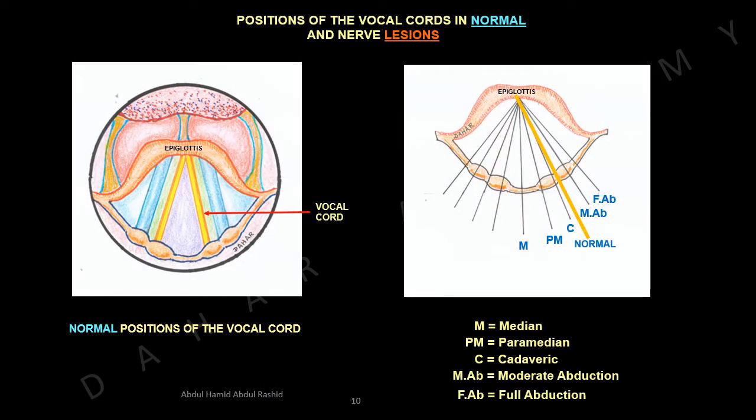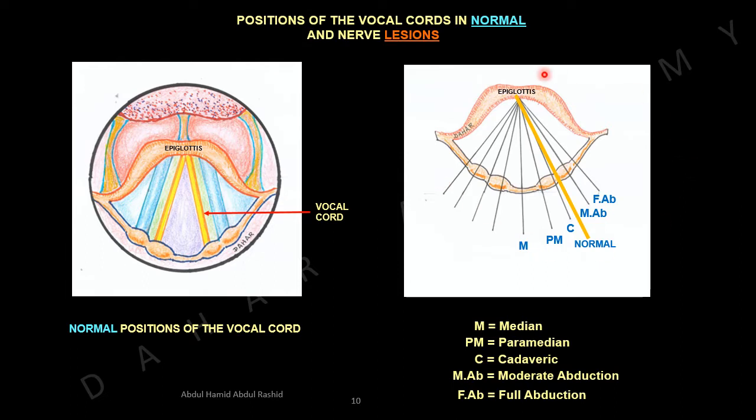Positions of the vocal cords in normal and in nerve lesions. We are looking from above through the laryngoscope. This is in front, anterior. This is posterior. In the case of normal, if you see from above, you can see here, epiglottis is here. Behind is a pair of vestibular folds at the higher level, we have already mentioned, and much wider. Below that is the vocal fold, which is below this vestibular fold and much narrower. That's why you can see both pairs through the laryngoscope.